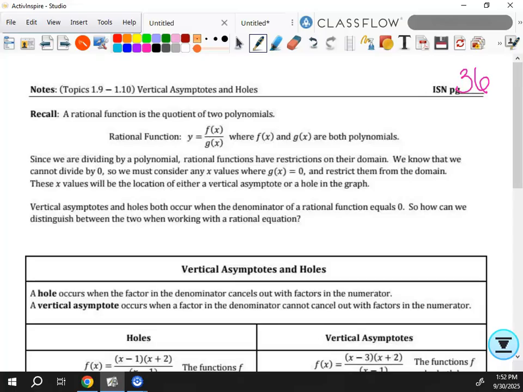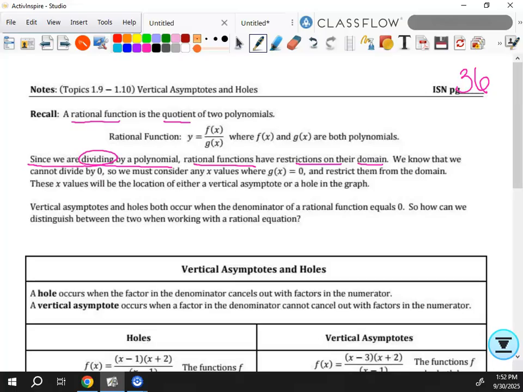I think at the beginning of most of the lessons on rationals, it has said, recall, a rational function is the quotient of two polynomials. If you don't know that by now, you've definitely not been paying attention. The numerator and denominator are both polynomials. Numerator can be a constant. Denominator has to have a variable in it in order for it to be a rational, okay? Since we are dividing by a polynomial, rational functions have restrictions on their domain, right? And all their restrictions are the vertical asymptotes and the holes. Those are the things that mess up the domain.